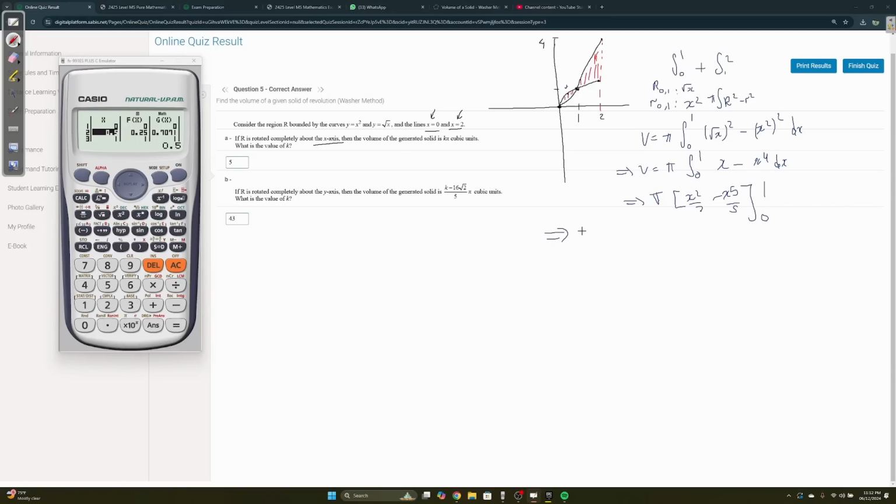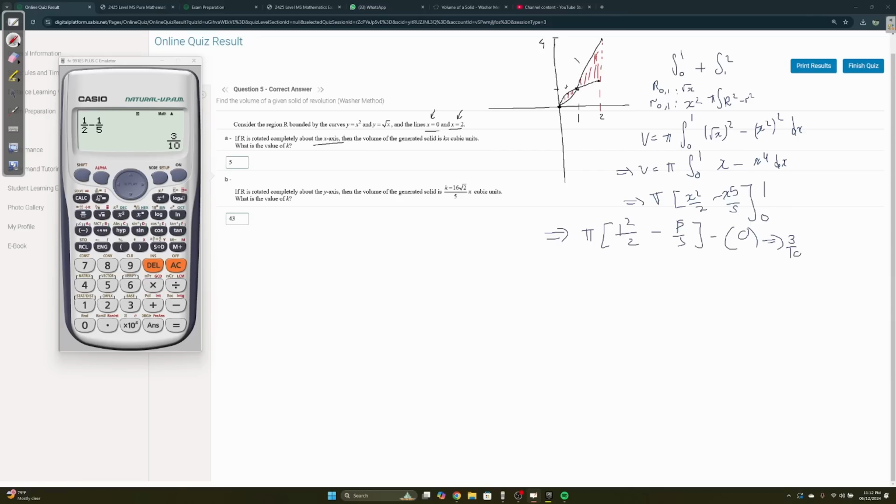Let's compute this. It's going to be pi, 1 squared over 2 minus 1 to the power 5 over 5 minus 0. Right? So you're going to get 1 over 2 minus 1 over 5. Let's just do this on our calculator. 1 over 2 minus 1 over 5. You get 3 over 10. Okay, so this is our first volume. We're going to add it now to the second volume.